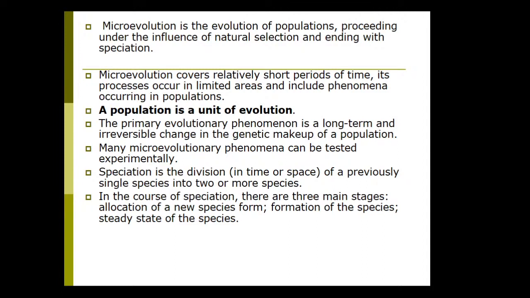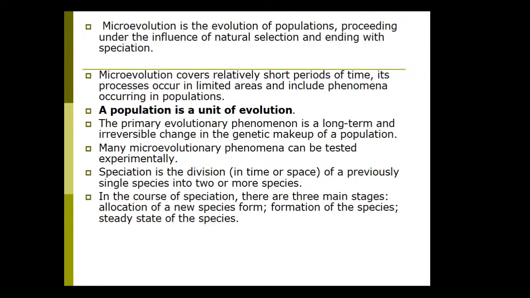Microevolution covers a relatively short period of time. Its processes occur in limited areas and include phenomena occurring in populations. A population is a unit of evolution. The primary evolutionary phenomenon is a long-term and irreversible change in the genetic makeup of a population. Many microevolutionary phenomena can be tested experimentally.